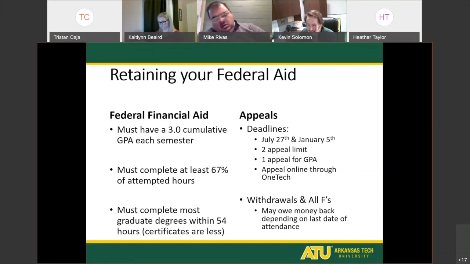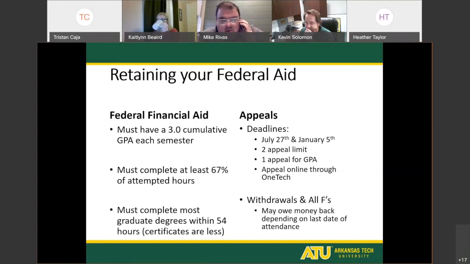What that is, you're saying, here's what happened. We all know there's issues, things come up, and we want to be cognizant of that. But the deadline is July the 27th and January the 5th. Of course, the 27th for fall, the 5th for spring. There is a 2 appeal limit, and grads only get 1 appeal for GPA. Undergrads don't ever get an appeal for GPA. So since it's each semester, we give you a little leeway on that GPA, but it's only 1 term. And if you don't meet the satisfactory academic progress standards above, we'll email you and let you know that, and there will be an option for you to appeal online through your OneTech.